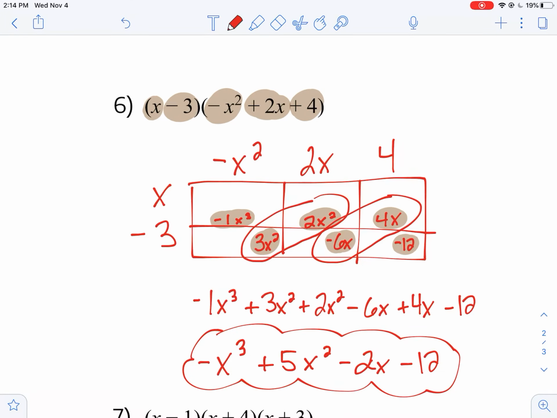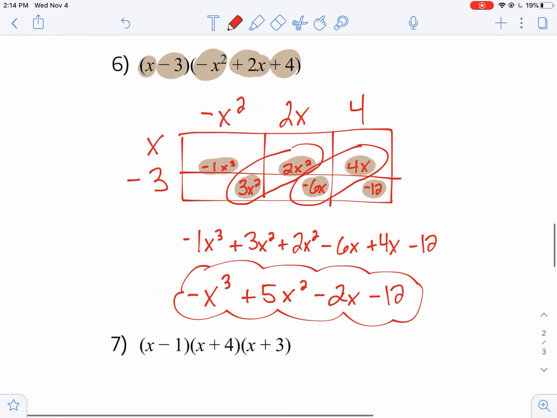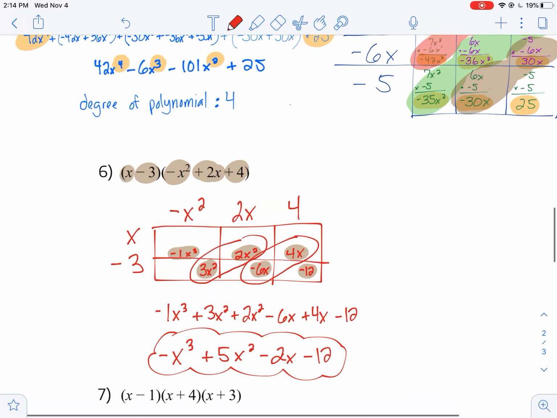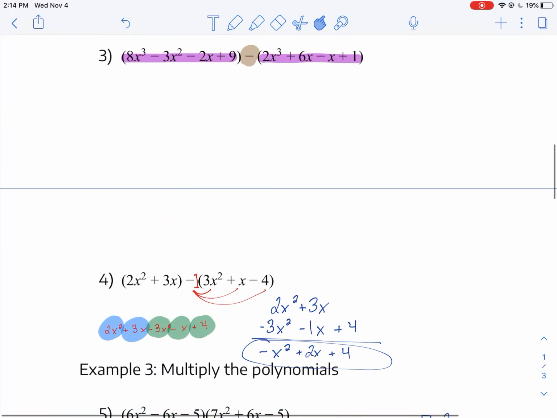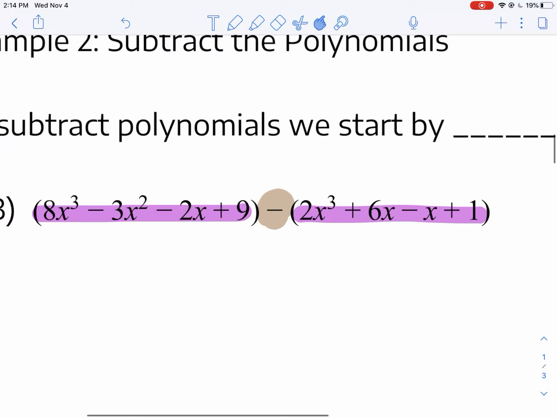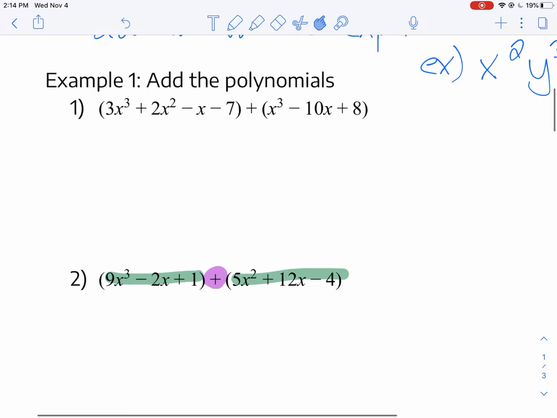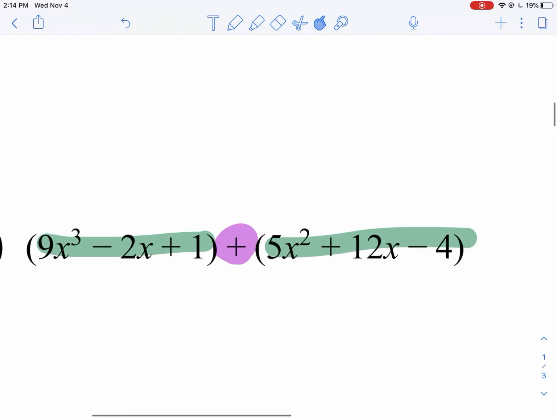You don't have to. But then you just combine all these terms, combine your like terms, and you get a new polynomial. And remember, that only works for multiplication. That will not work when you have subtraction, when you're subtracting polynomials, when you have a subtraction sign between those grouping symbols. It will also not work when you're adding those polynomials, when you have an addition sign between those polynomials. This only works when you're multiplying.